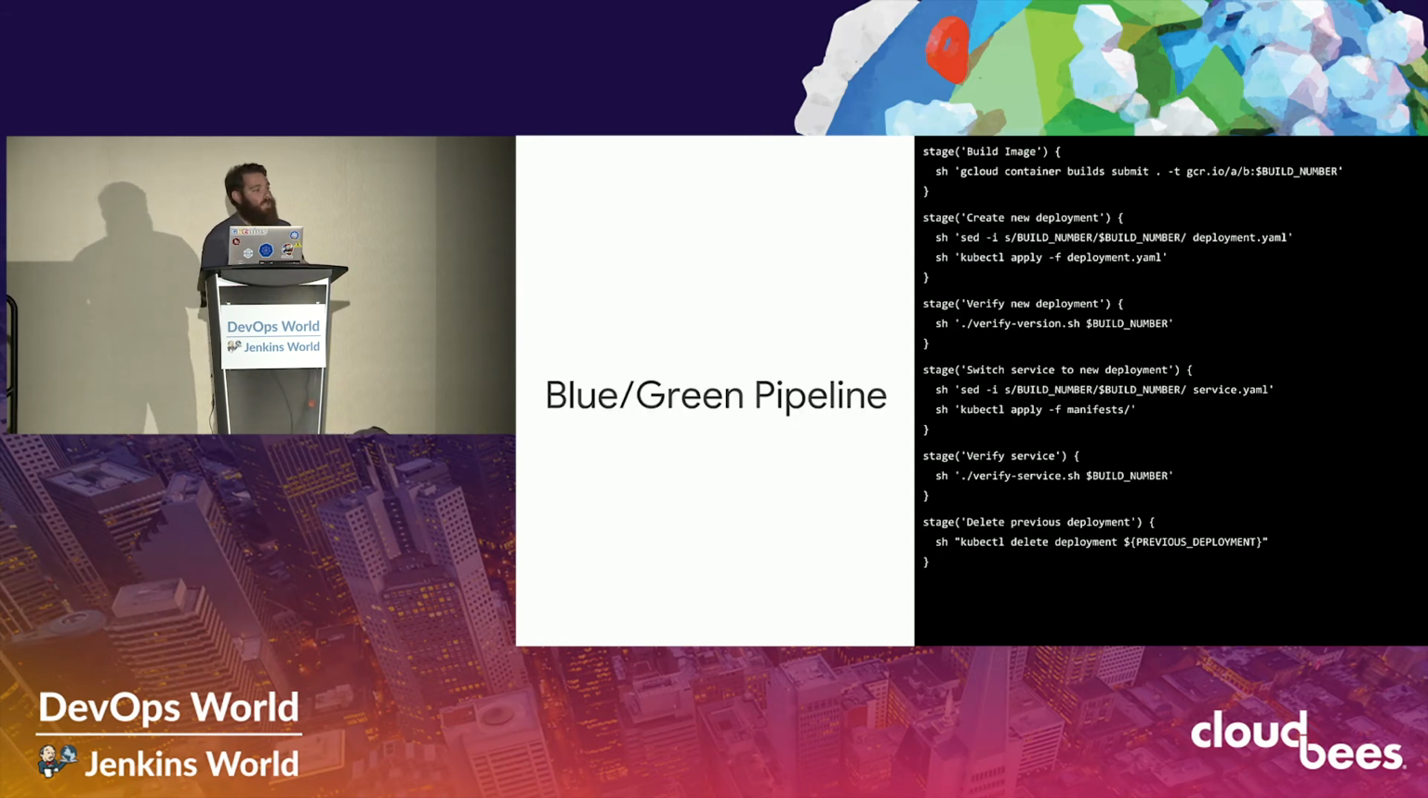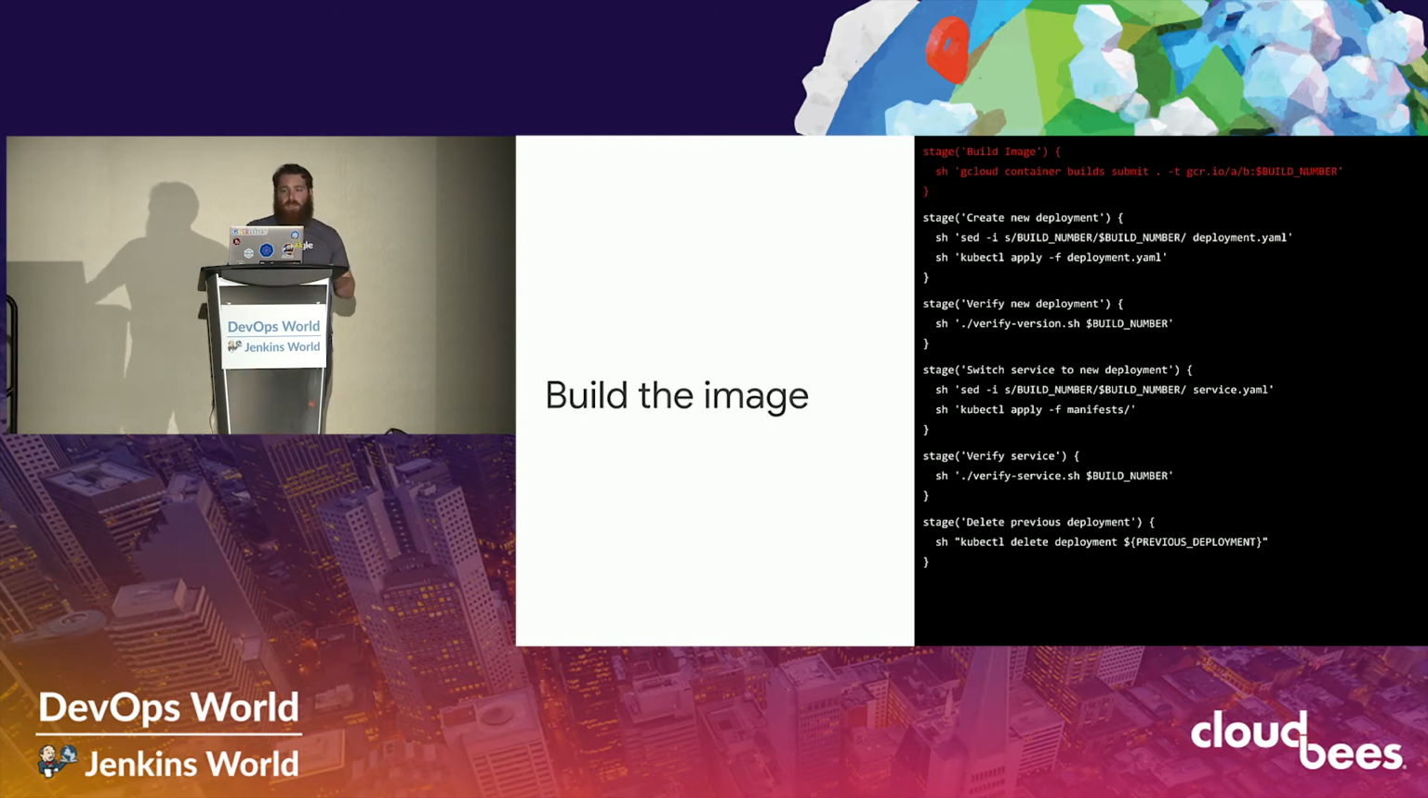What would this look like in a Jenkins pipeline? Well, first, you're going to have a build image step, right? You can push this to Google Container Registry. You can have your own private registry, but you need to get an artifact out into a container registry in order for Kubernetes to deploy your code.